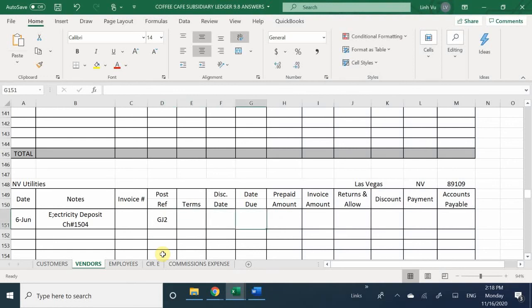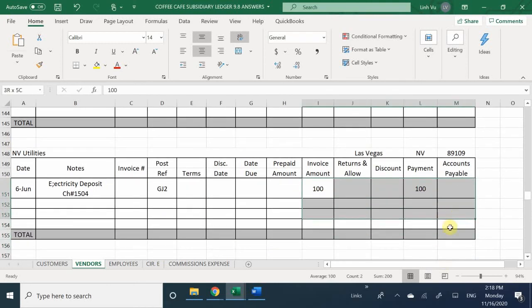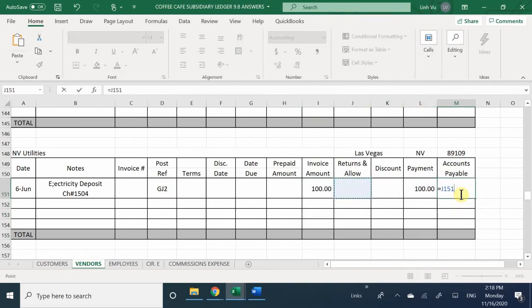Of course, they don't give you discounts, and you didn't pay anything in advance. So my bill here is going to be for $100, which you made a payment to with check number 1504. So therefore, my total amount that I owe to NV Utilities will reflect at 0. All right. We start with our invoice, subtract any prepaid, any returns, any discounts, and any payments.